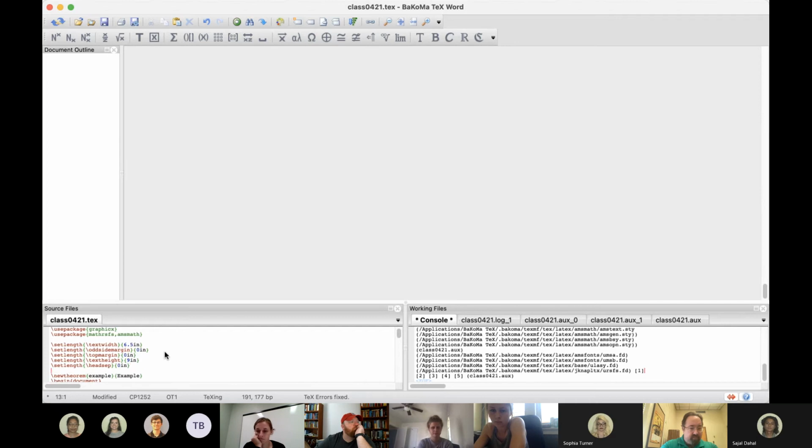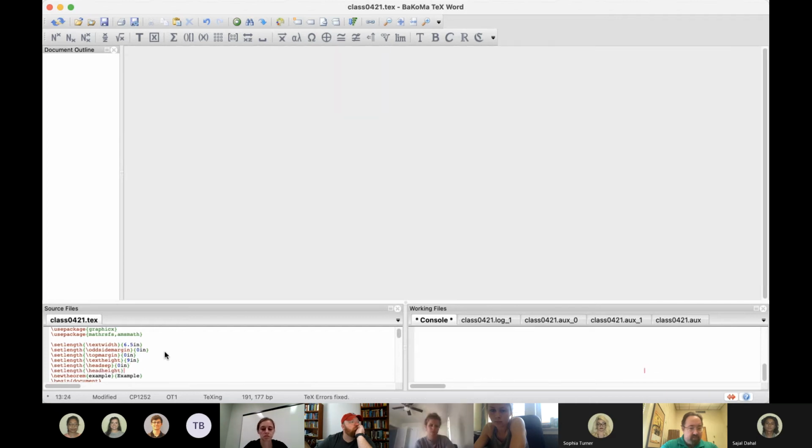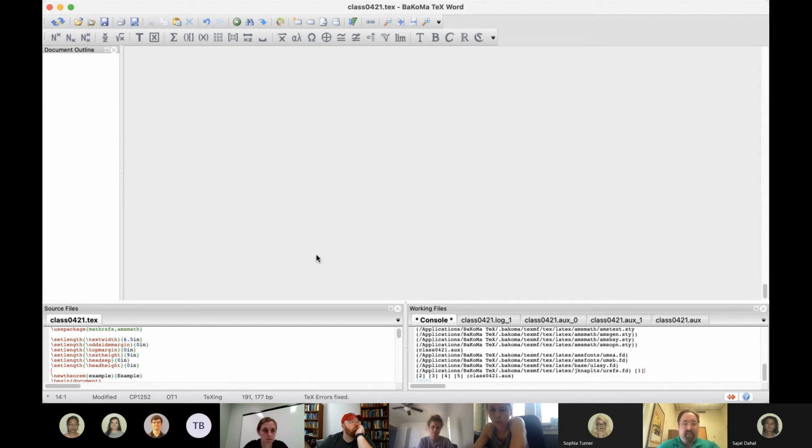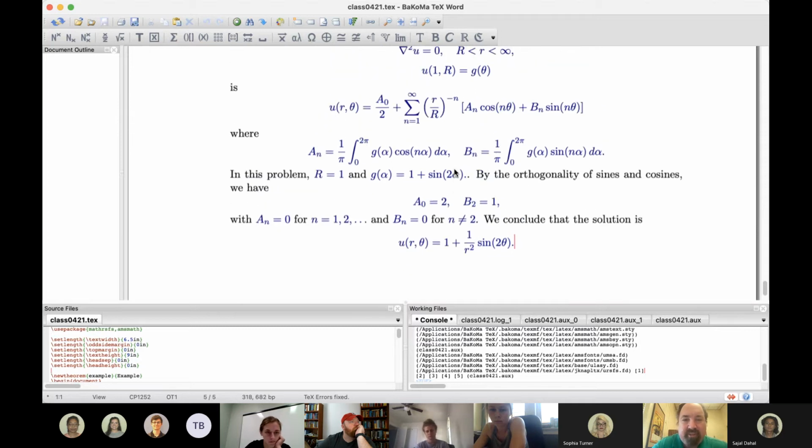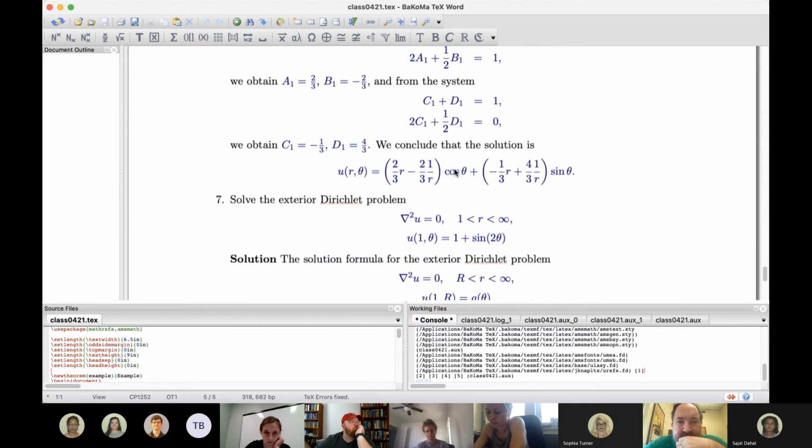So I'm changing the formatting here. Oh, okay. It's driving me nuts. There's always so much space at the bottom of these pages. Okay.